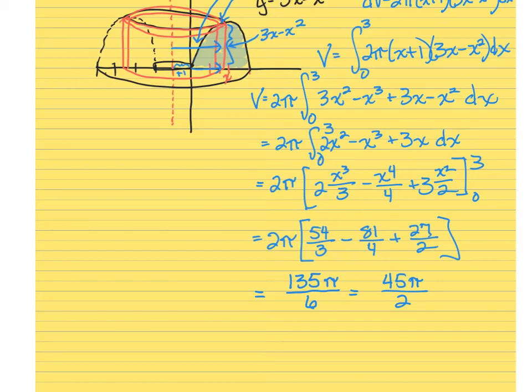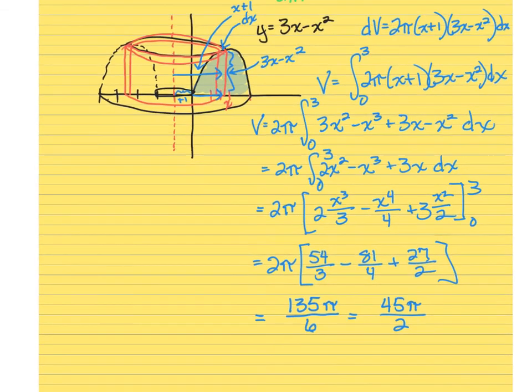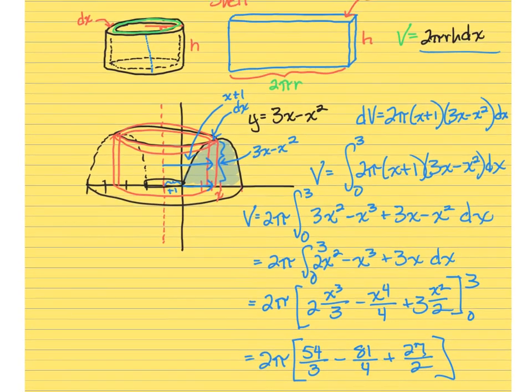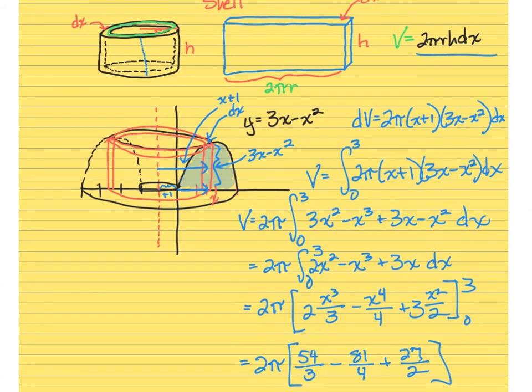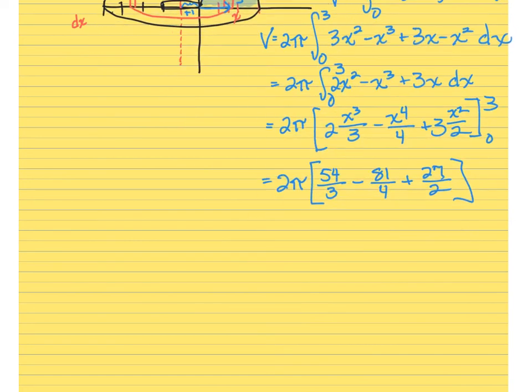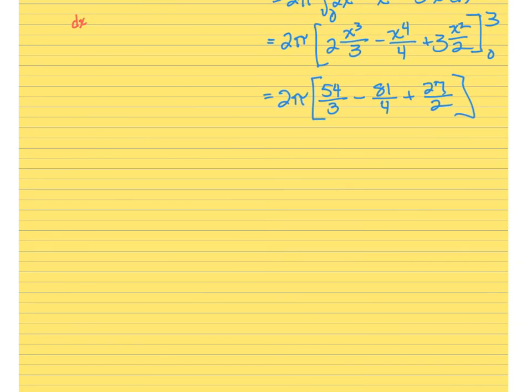Now, so there's an example of when we do the rotation and follow that rectangle around, we get a shell, and the shell is easier. This particular example would be really tough to do as a disc method. Let me just show you why real quickly.